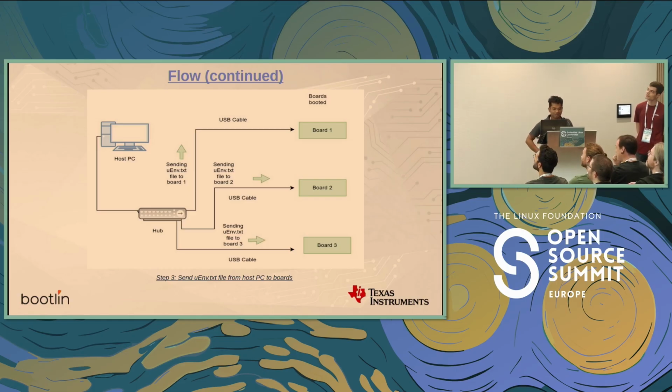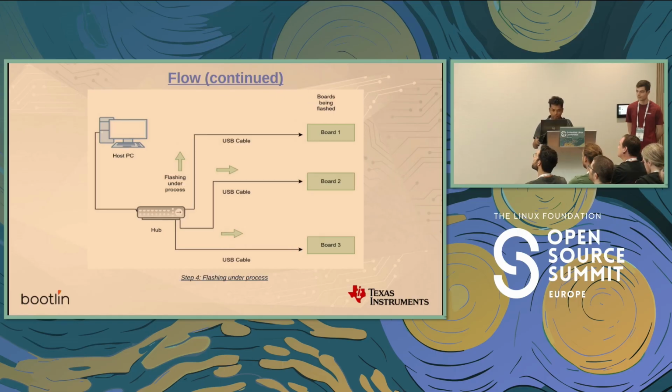In step three, the boards are ready. Boards are booted till U-Boot, and the host PC will send out a UUU file, which will be parsed by U-Boot, and it will make the board ready for flashing to our onboard memory, like eMMC, NOR, NAND. Step four, everything is set, and the tool will begin flashing your actual binaries to the board, to any onboard memory.